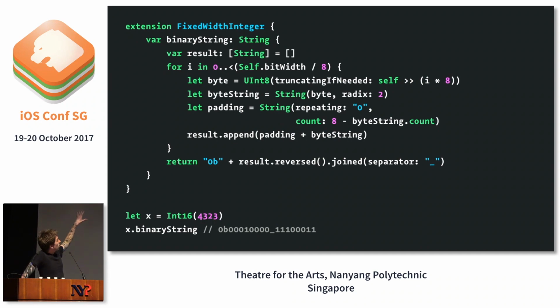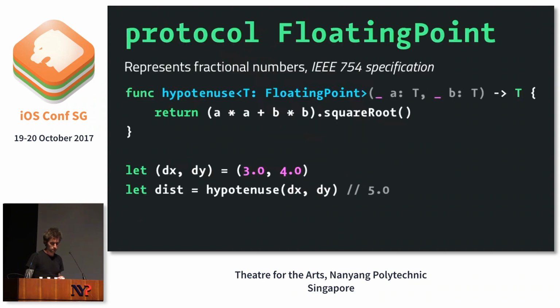This computed property will just iterate over the bytes in any integer of any size and convert it to the binary string representation. So you can see down here, if we create this Int16, we can see the binary string representation. Again, this is cool because this will work for every single int type.